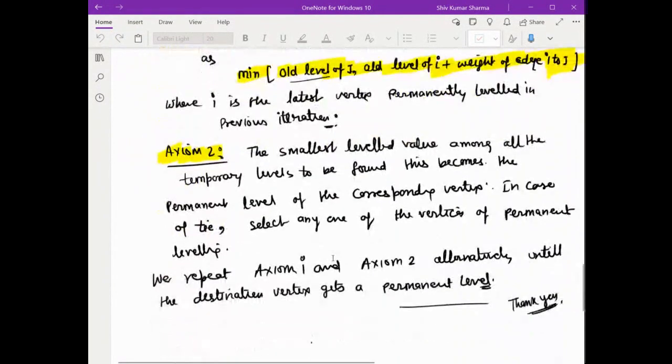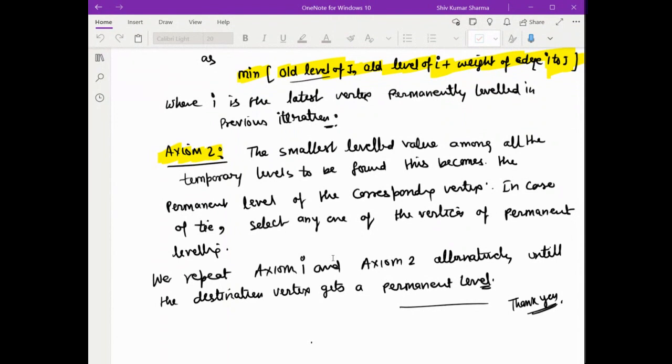Axiom 2: find the smallest label among all the temporary labels, then give that vertex the permanent label. In case of a tie, that means two vertices have the same value, we can take any one of them and give that vertex the permanent label.